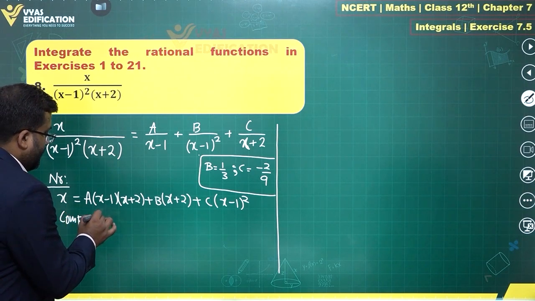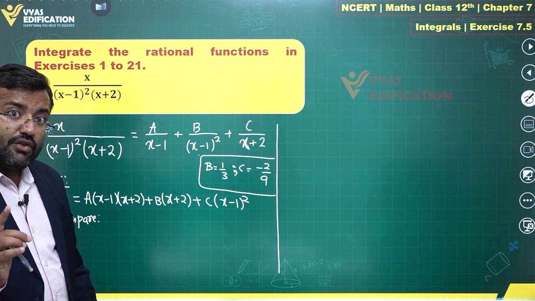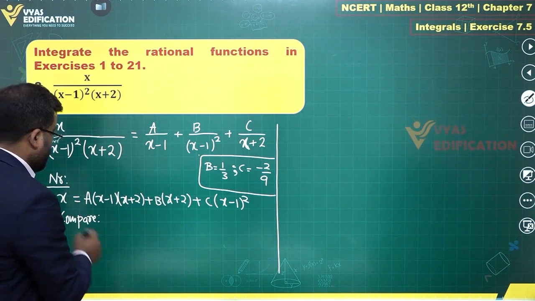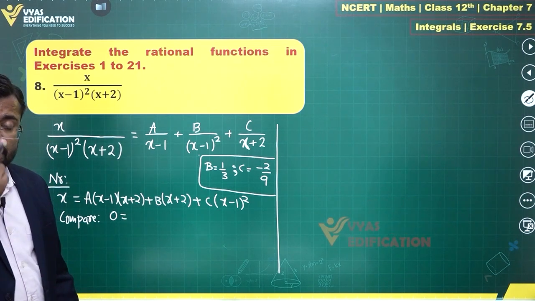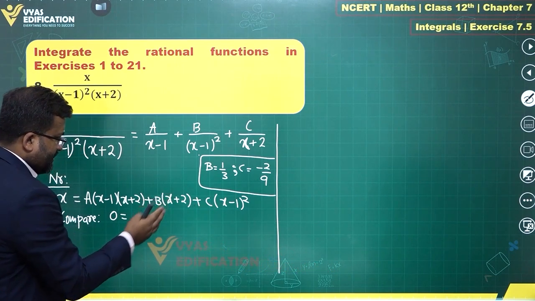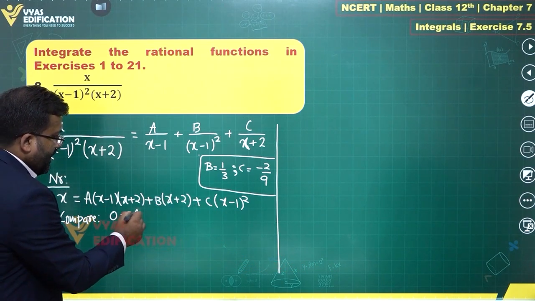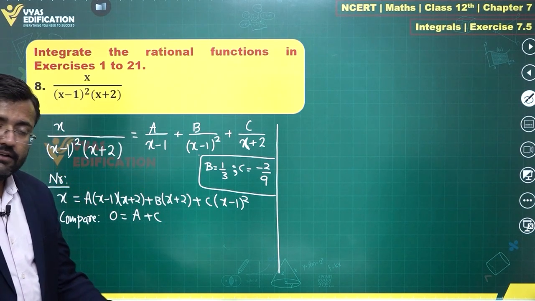Now what does comparison tell me? Comparison tells me, okay, compare the coefficients of x square, coefficient of x, and the constant term. So coefficient of x square is 0 on the left hand side, as you can see. There's no term of x square on the left hand side. What about the right hand side? There's x square over here, there's x square over here. So a x square plus c x square is what I have, right?